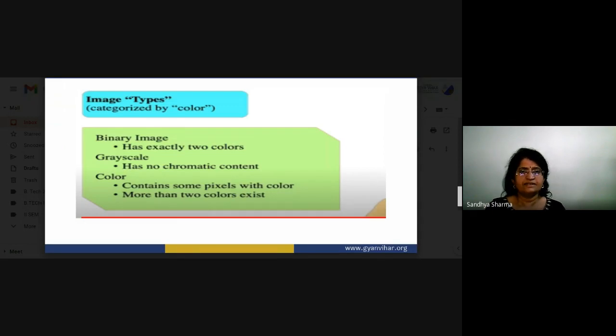Now there are image types: binary image, grayscale and color. If we are talking about the binary image, there are exactly two colors. Grayscale has no chromatic content; it is based on black and white. Color contains some pixels with colors, so more than two colors exist.